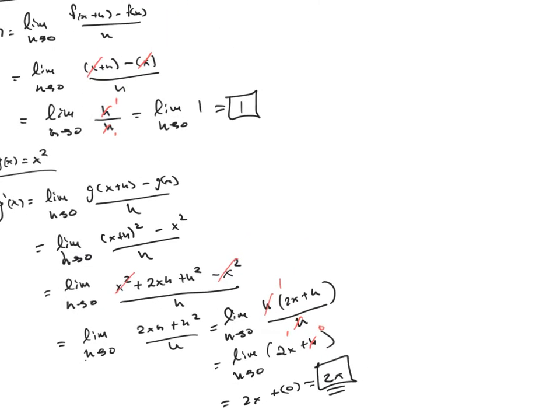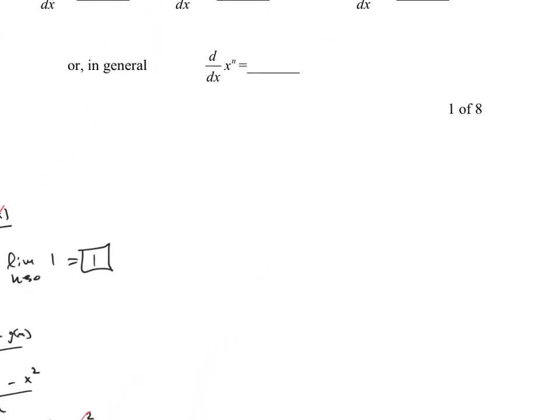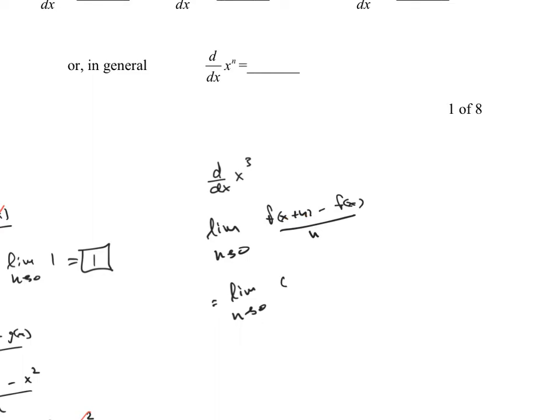We're going to move on to the last one that we're asked to do by hand, which is x cubed. So let's find the derivative with respect to x of x cubed. So again, that would be the limit as h approaches 0 of f of x plus h minus f of x all over h. Okay, so that's equal to the limit as h approaches 0 of, well, anywhere we see an x, we're going to plug in x plus h. So that would be x plus h quantity cubed minus the original function, which would be x cubed all over h.